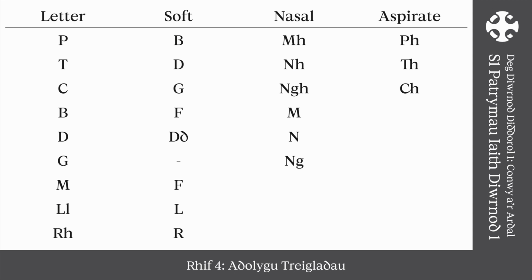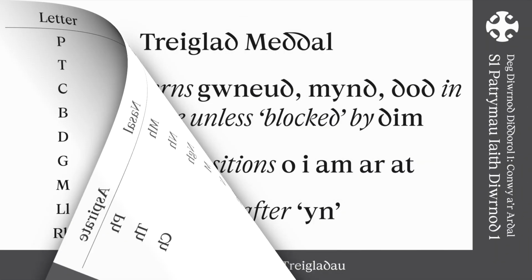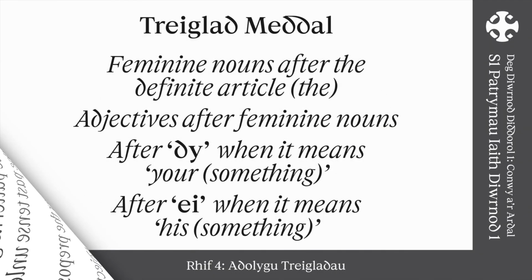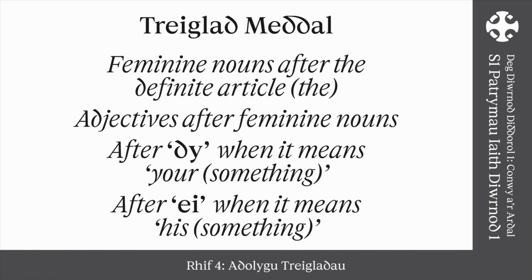A few mutation rules that were covered in the mynediad course. Soft mutation. After the patterns gwneud, mynd and dod in the past tense, unless blocked by dim. After the prepositions o, i, am, ar, at. Adjectives after yn. Feminine nouns after the definite article. Adjectives after feminine nouns. After dy when it means your something. After a when it means his something.